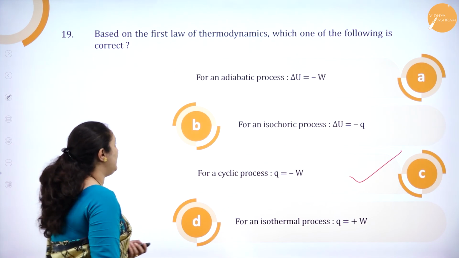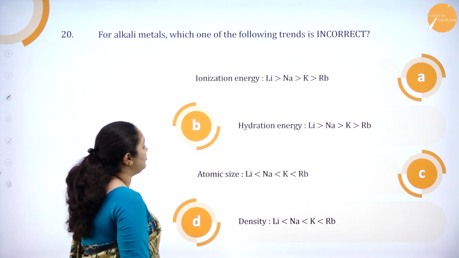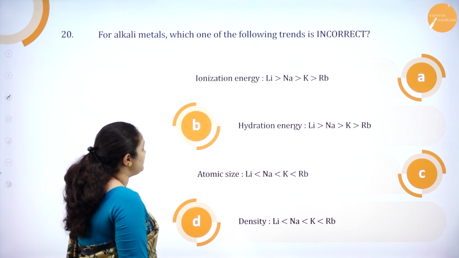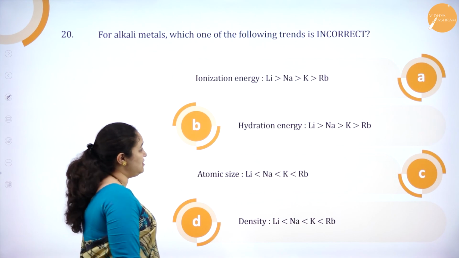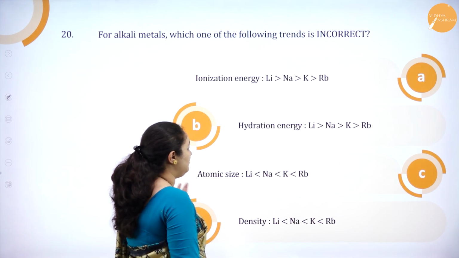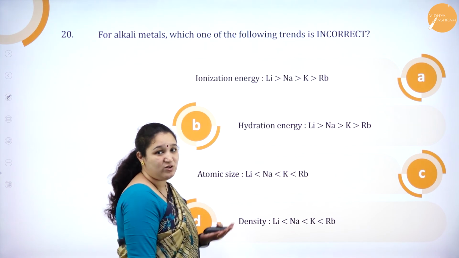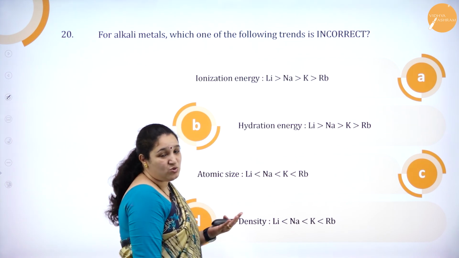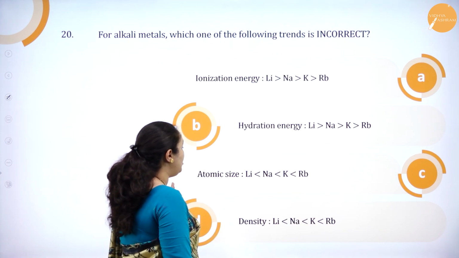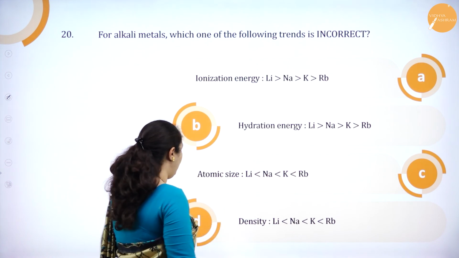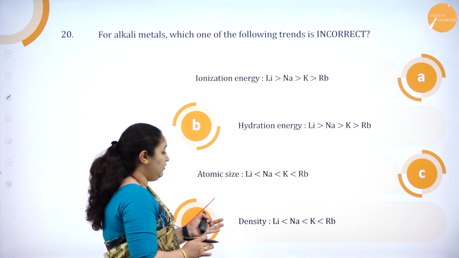Okay. We'll see the next question. For alkali metals, which one of the following trends is incorrect? Ionization enthalpy: as we come down the group, ionization enthalpy decreases, isn't it? So the highest is for lithium, that is right. Hydration energy, again based on the size of the ion, smallest is Li plus, so of course the hydration energy is highest for that. So option B also is right. Atomic size, it is right. Of course option D should be the wrong one because all the other three are correct. We'll see here.